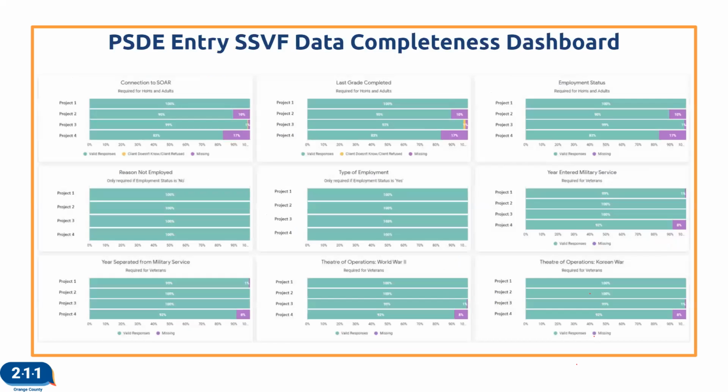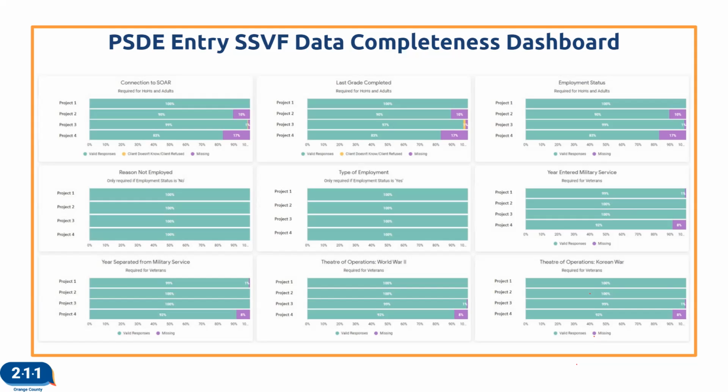Let's take a look again at what the dashboard looks like. You'll see that there are different charts for each data element. This is similar to the setup of the universal data element and the project-specific data element completeness dashboard. The chart shows whether a response is valid, which would be in green, which means the response was filled in, or if a response is missing, in purple, which means the data is not collected or it is blank. For client doesn't know or client refused, those responses will be in yellow. Based on the information you will see, you're able to update any data completeness errors that your projects may have.